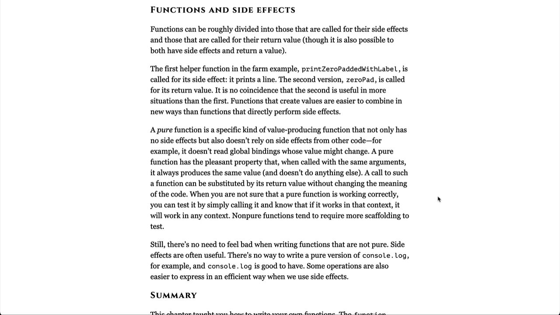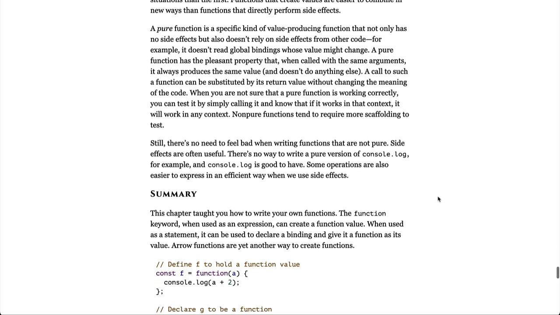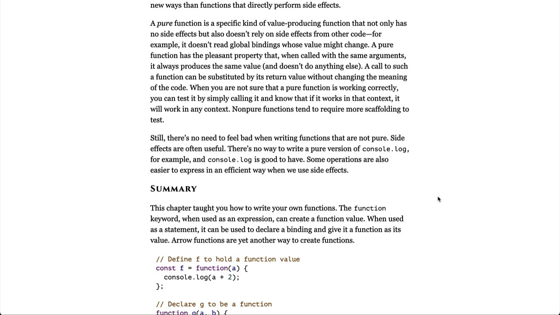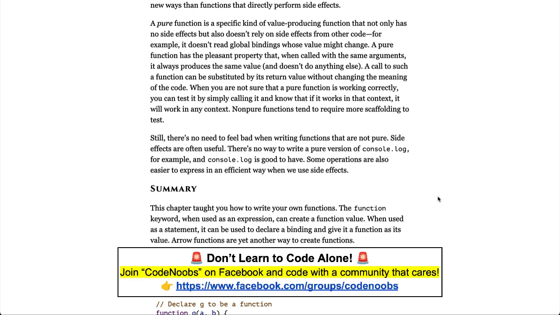A pure function is a specific kind of value-producing function that not only has no side effects, but also doesn't rely on side effects from other code. For example, it doesn't read global bindings whose value might change. A pure function has the pleasant property that when called with the same arguments, it always produces the same value and doesn't do anything else. A call to such a function can be substituted by its return value without changing the meaning of the code. When you're not sure that a pure function is working correctly, you can test it by simply calling it and knowing that if it works in context, it will work in any context.